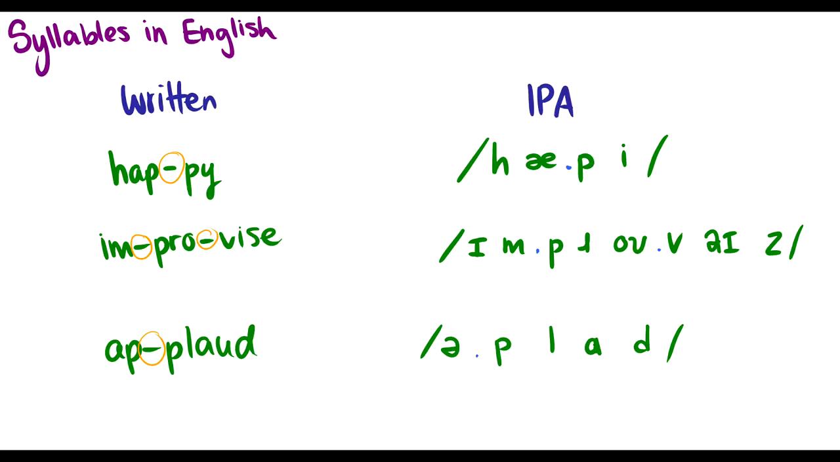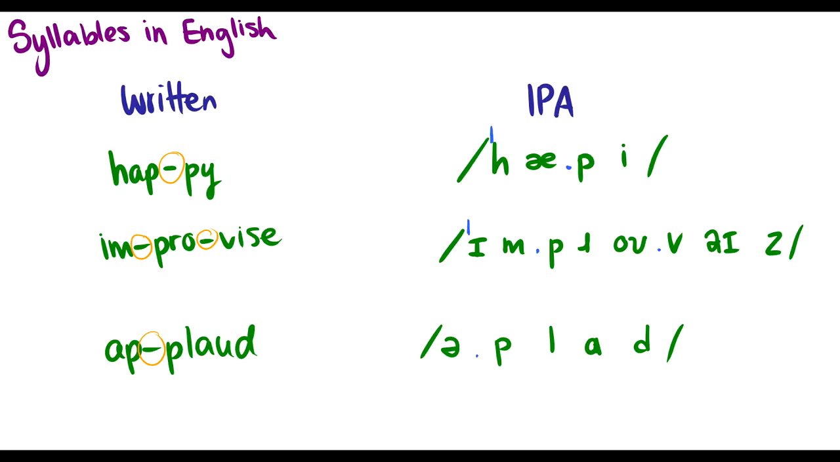Now, of course, there's also stress, so we can include that. So happy, the primary stress is on hap, so we put primary stress there. Improvise: the main stress is at the beginning of the word, on im. We might be asking, how do you know that's primary stress? We can force primary stress when we speak. So instead of saying improvise, I could say improvise with stress on pro. That sounds really weird, but that is primary stress on pro.